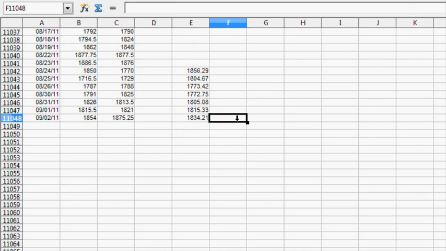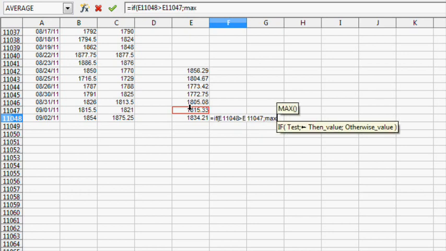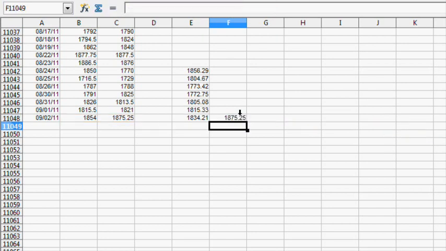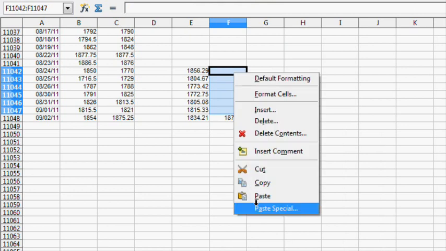Now what I wanted to ask the computer is if the average is higher than it was the previous time, then I want the highest price. And if it's lower, then I want the lowest price. This makes it almost impossible to not have the highest price and the lowest price within the spreadsheet. So if I put equals if this number is greater than this number, then I know it's in an uptrend, so I'm going to do the maximum of this in here, whatever the highest number happens to be. If it's not greater, that means it's in a downtrend, and I'm going to take the minimum of these two numbers. So it's in an uptrend, it should bring 1875.25, and it does. I can copy and paste this up, and there we go.